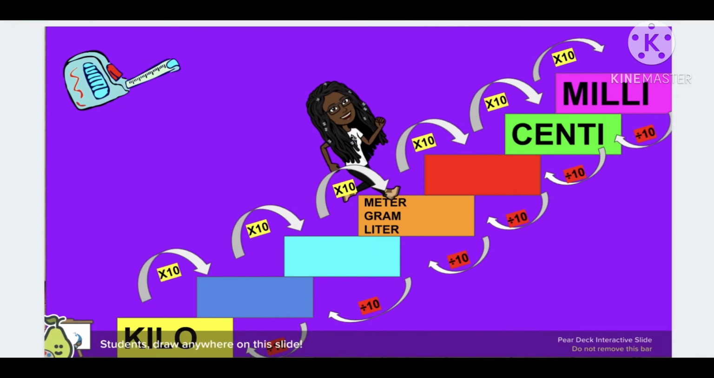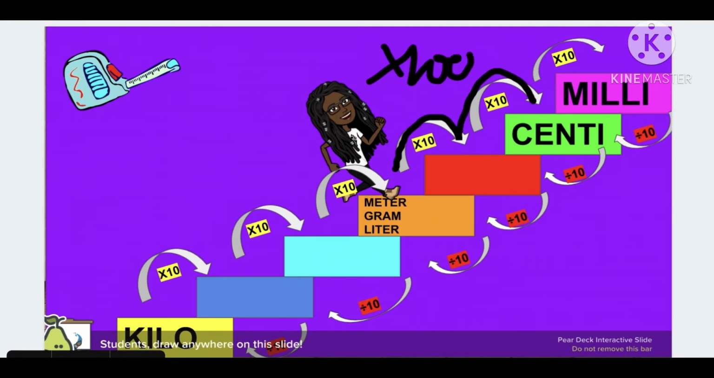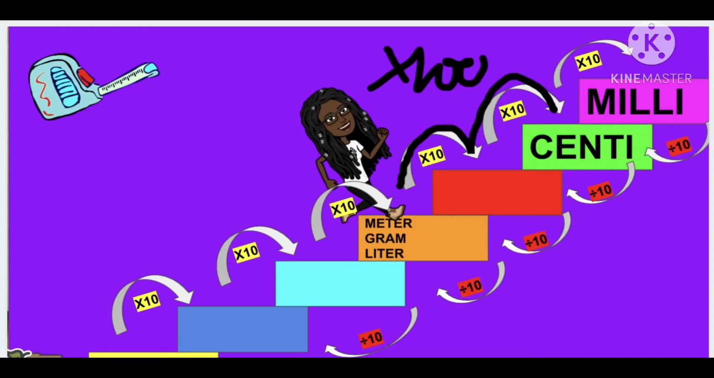How many steps does Miss Turner have to walk up in order to get to centimeters? Yeah, 2 steps. 1, 2. Each time I'm multiplying by 10. So what do I need to multiply to get from meters to centimeters? Here's a hint, you guys. 10 times 10. Yeah, good job. 100. So in order for me to get from meters to centimeters, I'm multiplying by 100.